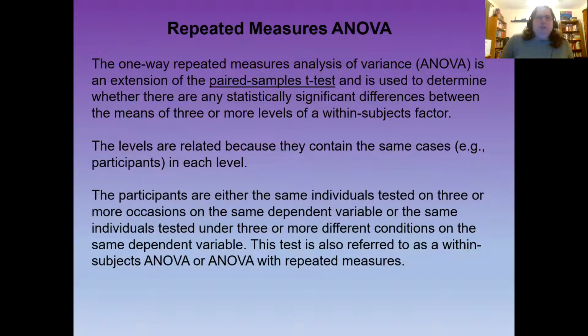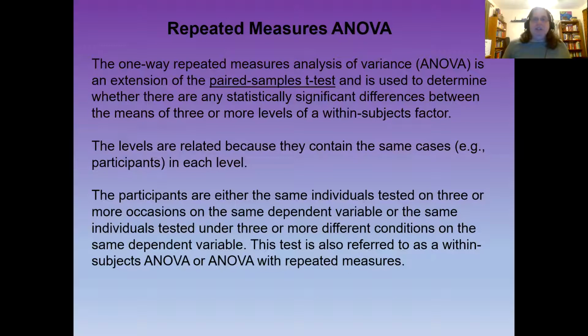So, repeated measures ANOVA. The one-way repeated measures ANOVA is an extension of the paired samples t-test, or dependent samples t-test. It's used to determine whether there are any statistically significant differences between the means of 3 or more levels of a within subjects factor. In other words, we have the same participants tested 3 times. And that's what we say in the next sentence: the levels are related because they contain the same cases, or the same participants, at each level.